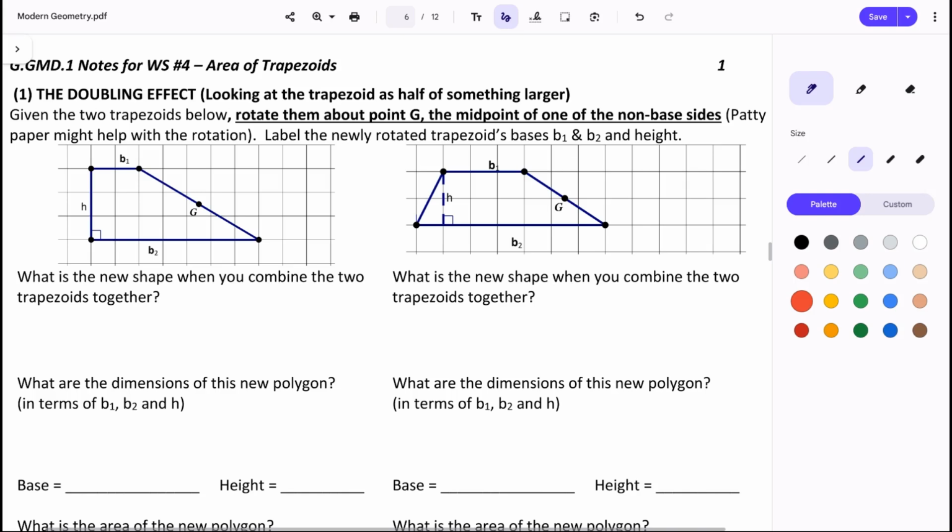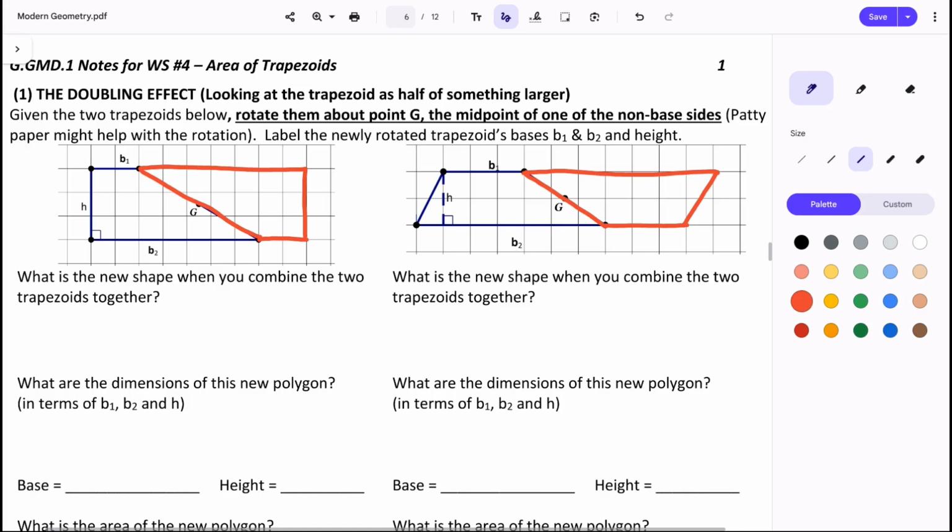Okay, so I'm going to go ahead and do my rotation. I'm going to take this trapezoid on the left and I'm going to rotate it around point G. And I'm going to do the same thing over here on this side. And so when I do that on the left one, it's going to look like this. Okay, and when I do that over here on this other side, let me fix that one. It's going to look like this.